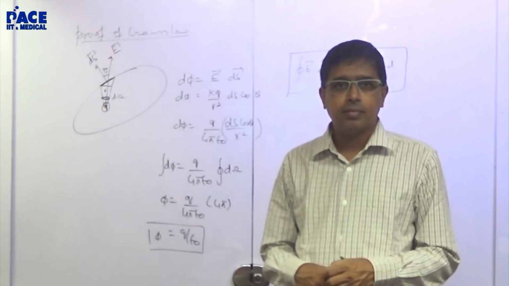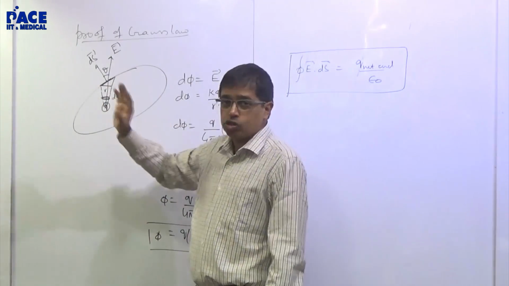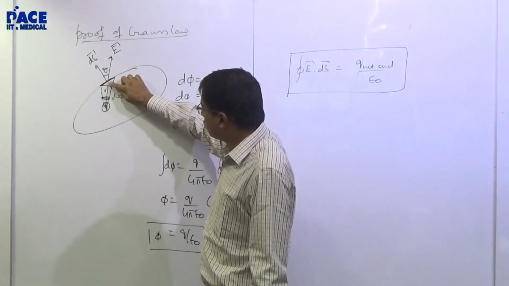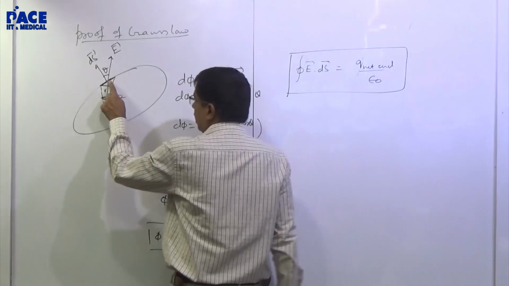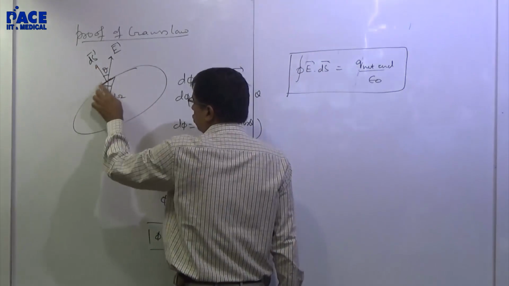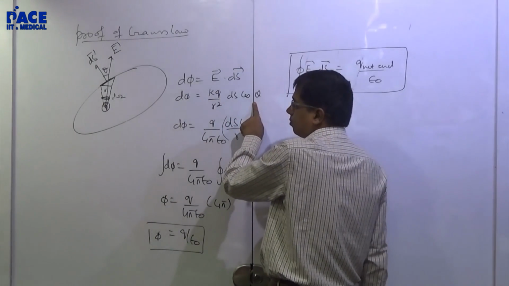Sir, will you explain again, sir? I have taken an arbitrary closed surface. One small area that I have taken, I am calculating the flux through that particular area. The area vector is dS this way, E is this way. Flux through this area will be E dot dS, E dS cos theta.